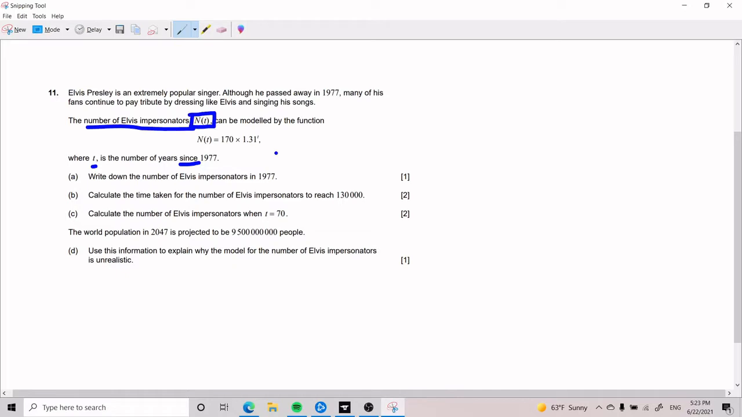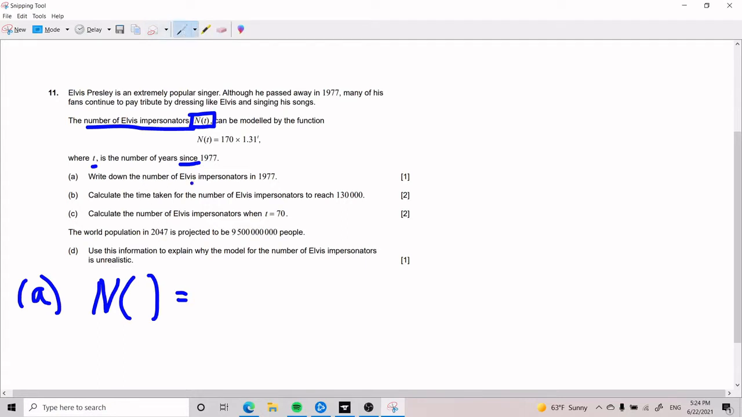All right, and so for part A, if we now write down the number of Elvis impersonators in 1977, we need to understand that we are going to figure out the left side of the function, right? So our n, the left side, is going to remain unchanged, and what we will be changing is t. That's why I'm not putting a t in here, okay? Because we're going to put a number in there. We're going to replace t for something.